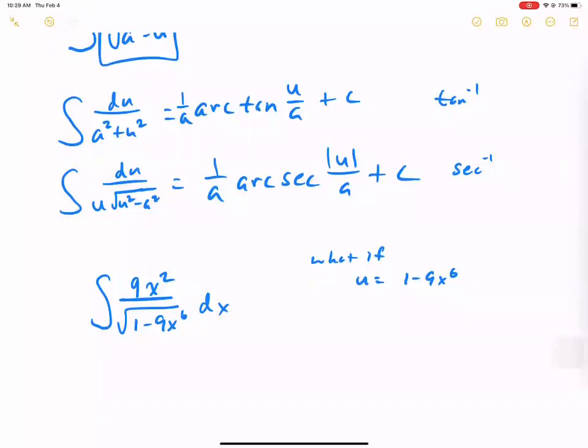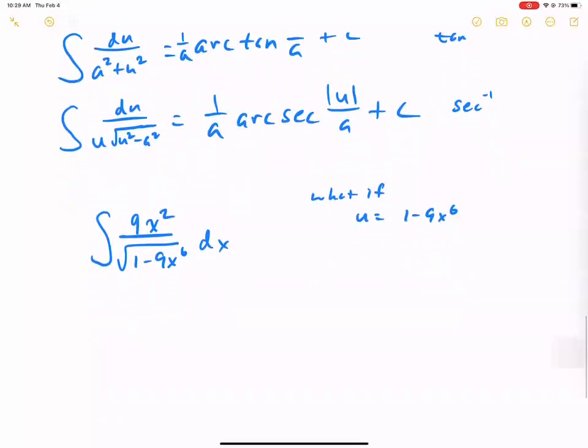Now, in your head, take the derivative of 9x to the 6, and does 9x to the 6 cancel out with 9x squared? No. So no one is blessing me this day. If I take the derivative of u, we end up with negative 54, which is not a big deal. But x to the 5th does not nicely cancel out this guy here.